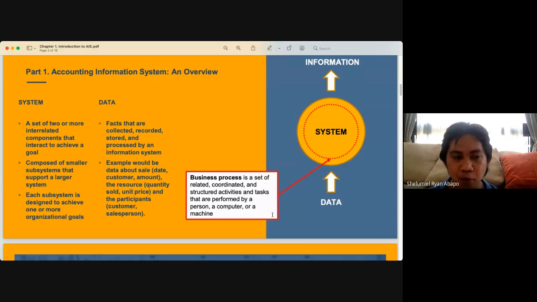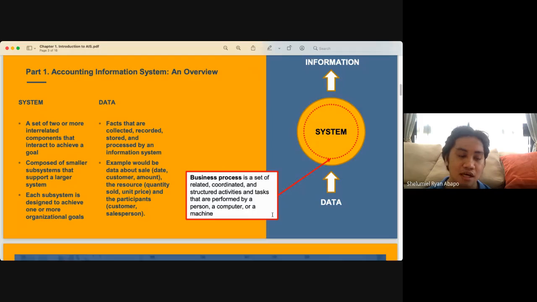Now, a key component of calling it a system is that the different parts are designed to achieve one or more organizational goals. In an accounting information system, your goal really is to provide timely accounting information, balances of your ledger, and of course, your monthly and annual financial statements, which are comprised of your income statement, your cash flow, and all other reports that will be prepared at certain period end. So that's the goal.